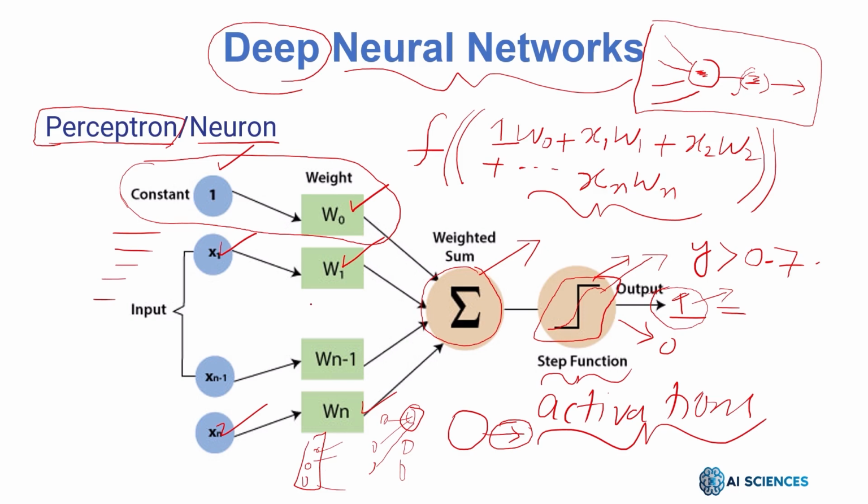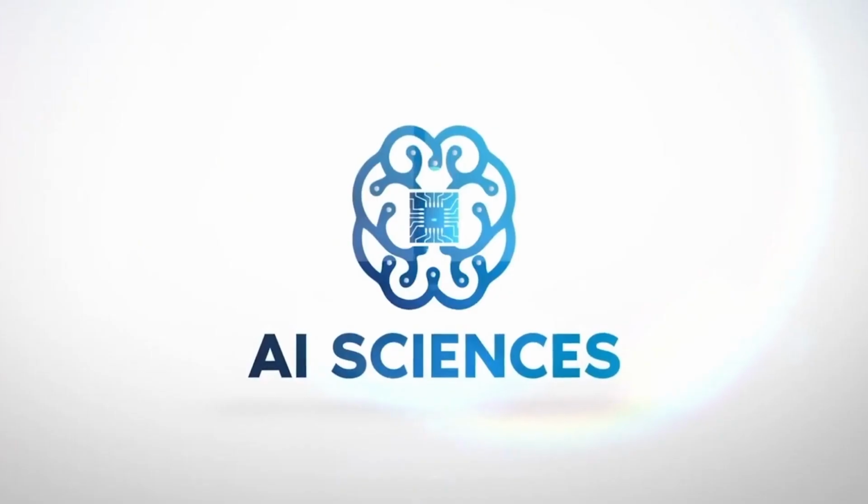But at a big picture, in a neural network model, what is it that we are learning? What are the parameters of the model? The parameters of the model are these weights that we want to learn. And neural networks are not just for classification, they are for regression problems as well. So that's about the perceptron. In the next video, we will continue to see how to connect the perceptrons together to make a bigger neural network.